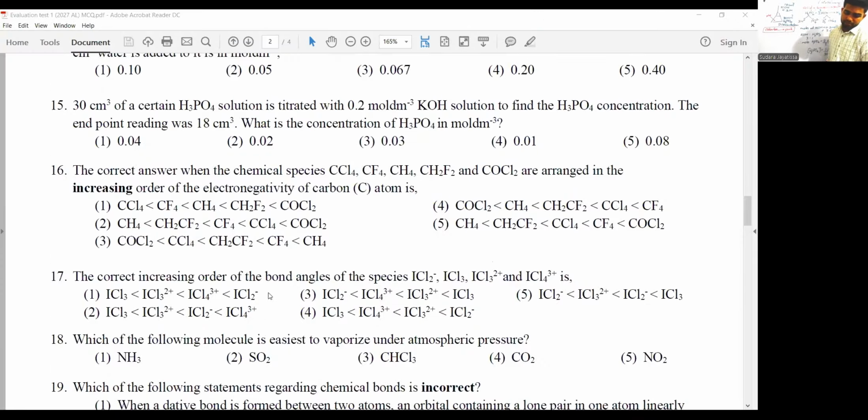The correct answer for the chemical species: there are 5 chemical species arranged in the increasing order of the electronegativity of carbon. Electronegativity is a unit 1 theory. It is the ability to attract electrons of a bond toward itself. That is the definition of electronegativity. In unit 1 we gave fixed values for that. For example, carbon, according to the Pauling scale, has an electronegativity value of 2.5.